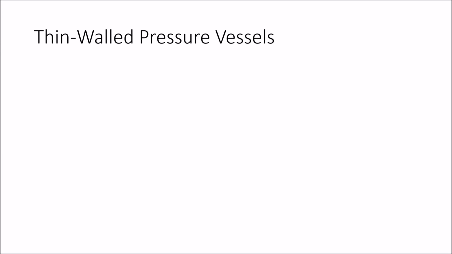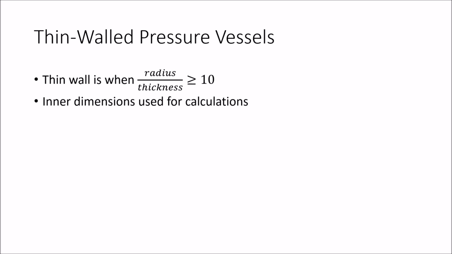Now we are going to be discussing thin-walled pressure vessels. When we call it a thin wall, we mean that the radius from the center of the pressure vessel is much larger than the thickness, specifically 10 times larger. The inner dimension of the pressure vessel is used for all calculations. Specifically, we're talking about the inner radius.